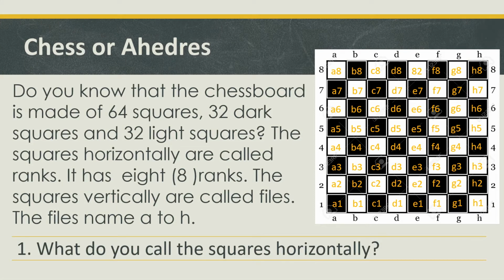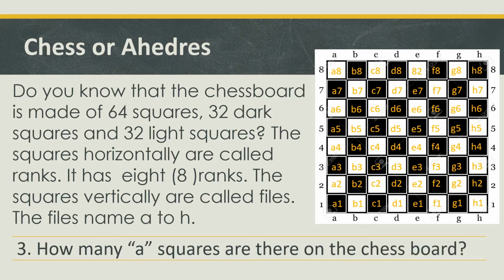What do you call the squares horizontally? The squares horizontally are called ranks. If that is your answer, very good, children. What do you call the squares vertically? The squares vertically are called files. The files name A to H.